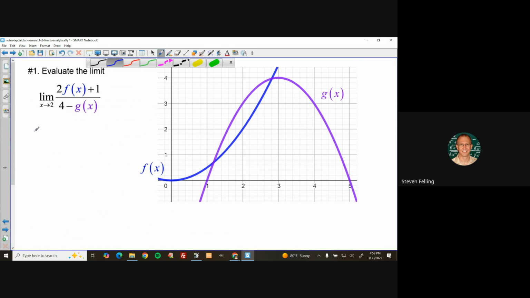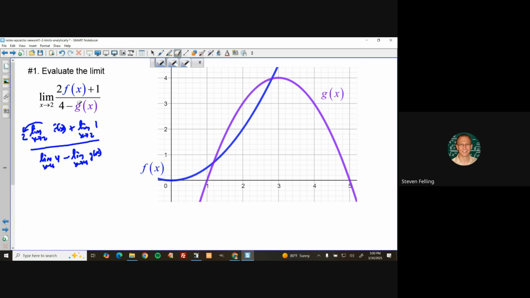I can say that there is a limit as x approaches 2 of this 2f of x plus a limit as x approaches 2 of 1, and then I can take the limit as x approaches 4 of 4 and the limit as x approaches 4 of g of x. In other words, you can take a limit of each piece. You can take a limit of the numerator, a limit of the denominator, and divide the results. And then within each of those, you can take the limit of each thing. And actually, this 2 can come outside of this as well. So we can instead write that as 2 times the limit of f of x.